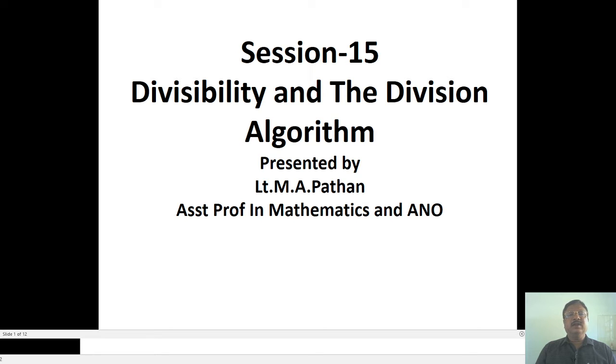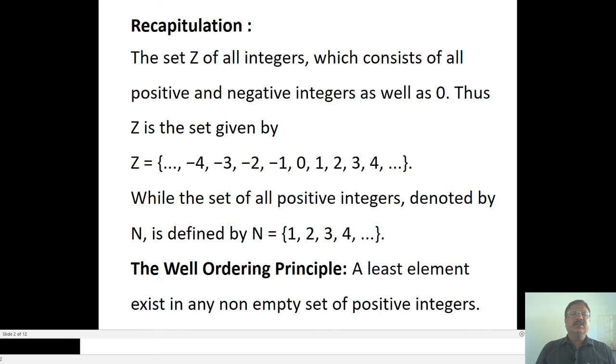Today we will learn the concept of divisibility and division algorithm in this session 15. Recapitulation: the set Z of all integers, which you know consist of 0, 1, 2, 3, 4 and so on, and 0, minus 1, minus 2, minus 3, minus 4 and so on.